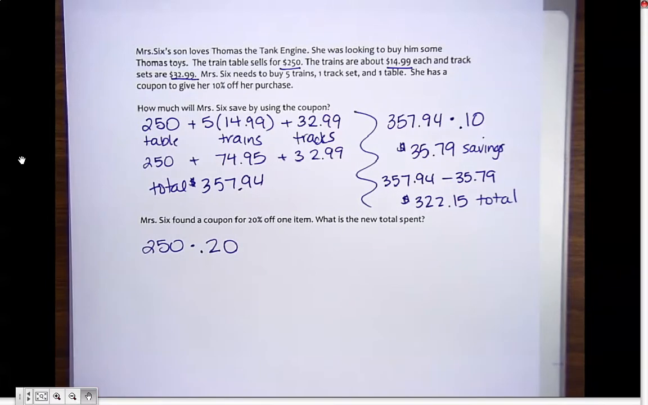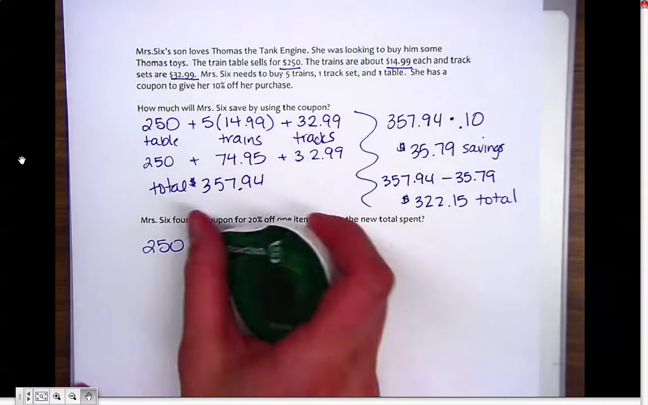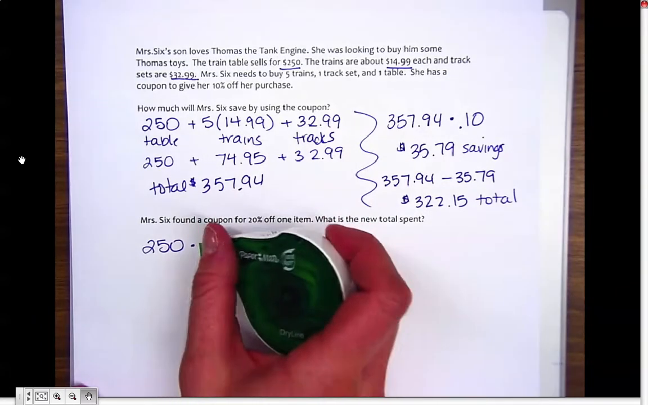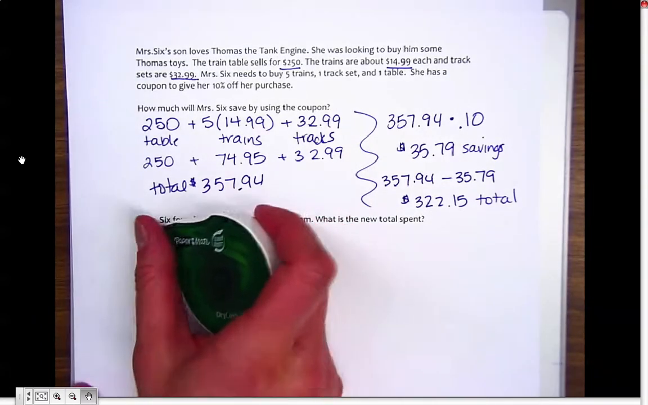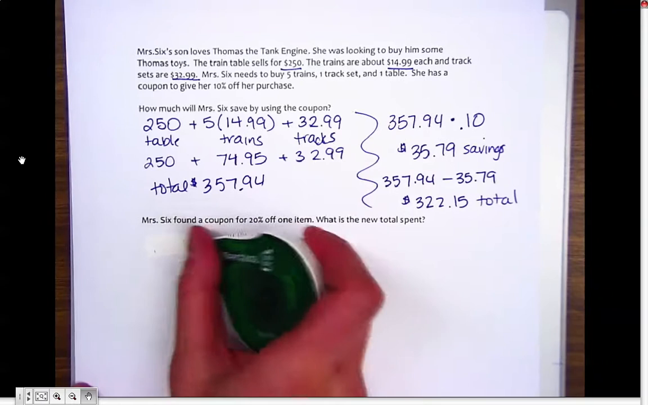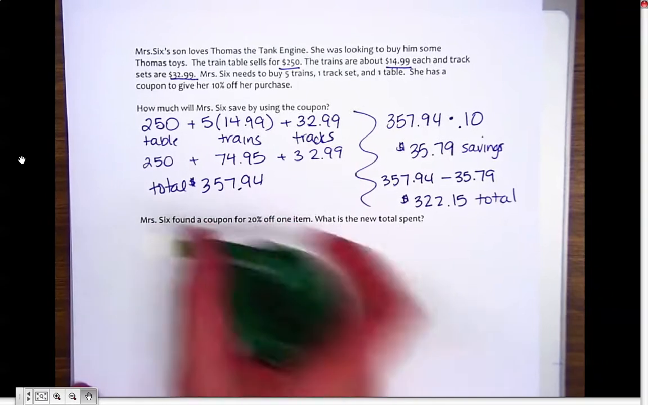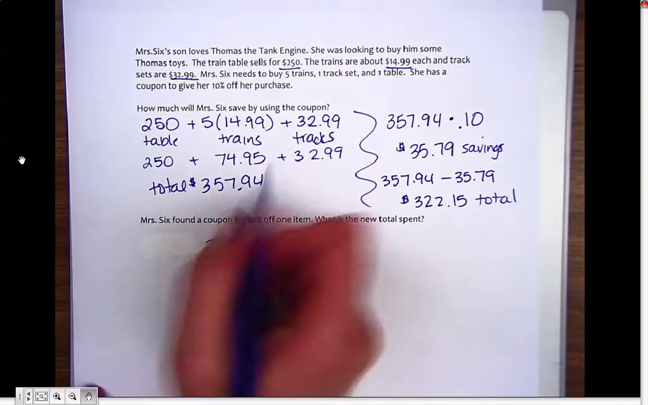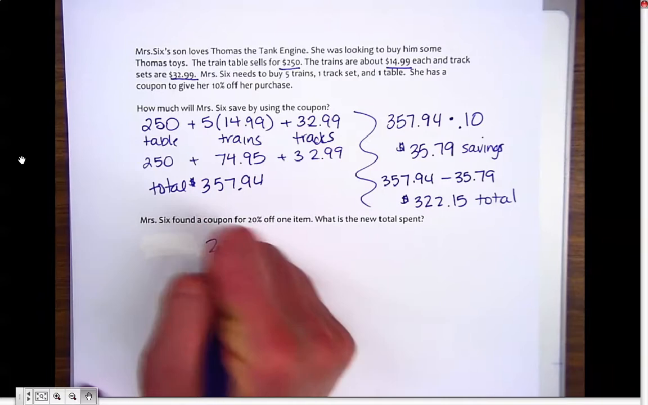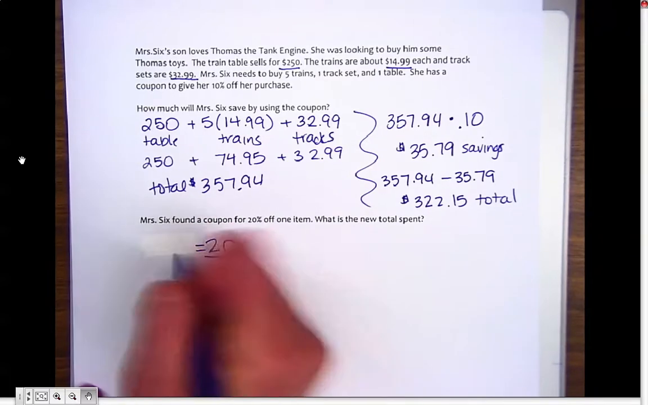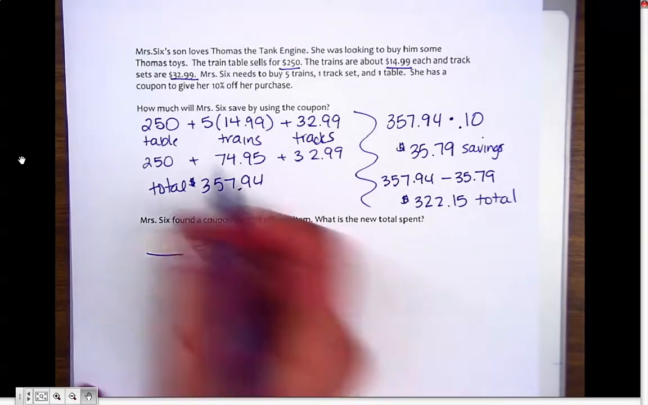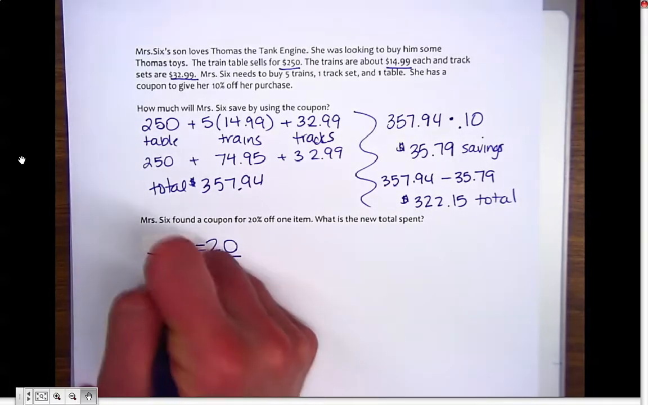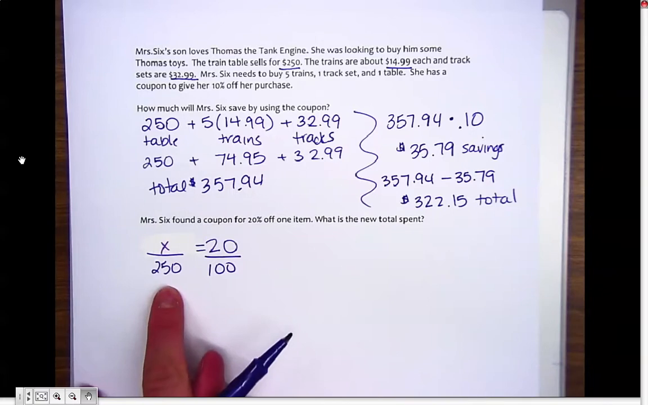Or actually, you know what? Let's use a different strategy. We've been using this equation the whole time. Let's look at another strategy that we can use. And the other strategy that we can use is actually setting up a proportion. We want to find what 20% of 100 is going to be, or 20% of 100, and we want 20% of $250. So now I can cross multiply.